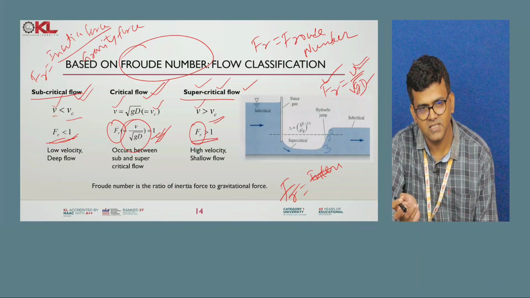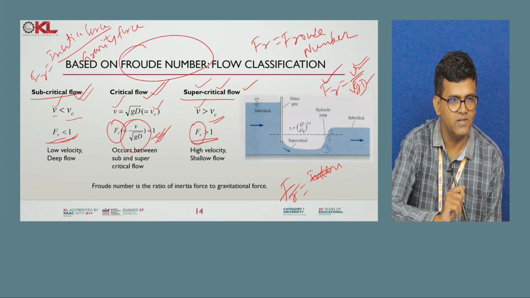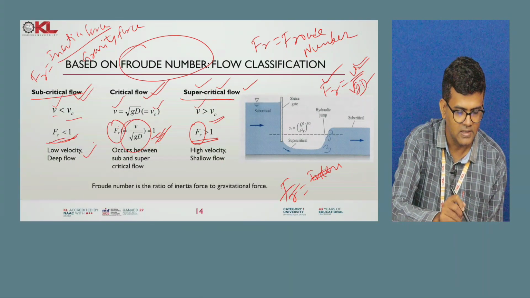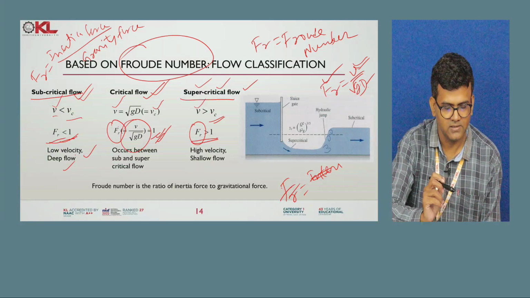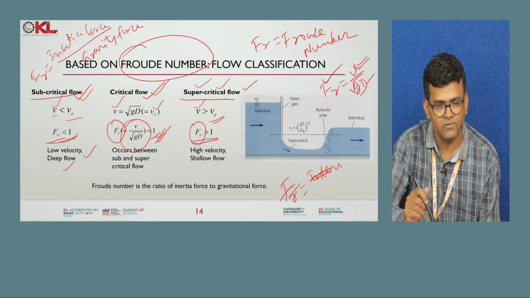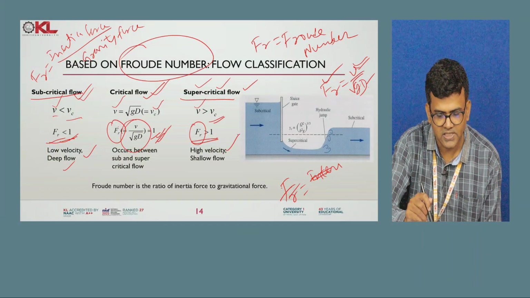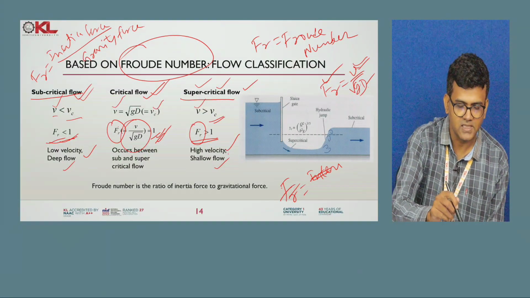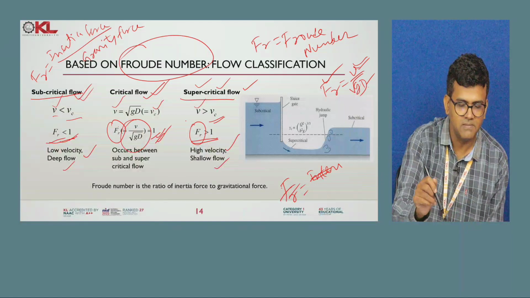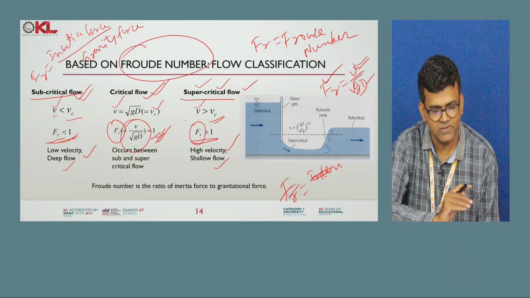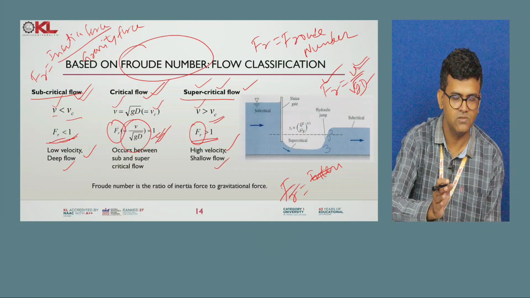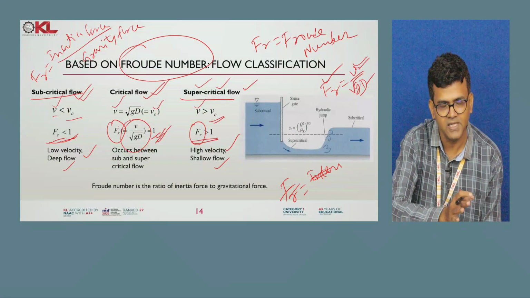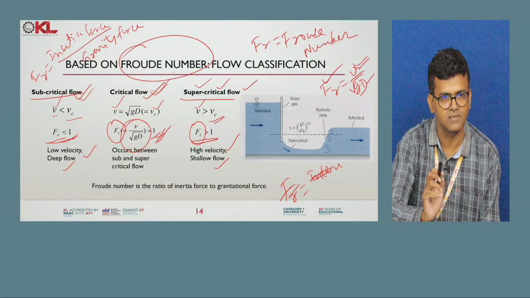Some characteristics are there. In case of the subcritical flow, the flow velocity is generally low and the flow depth is high, while in the supercritical flow, flow velocity is high while the flow depth is low. And this critical flow occurs in between the subcritical and supercritical. That is, when the phase is changing from subcritical to supercritical or supercritical to subcritical, in between that the critical flow occurs.